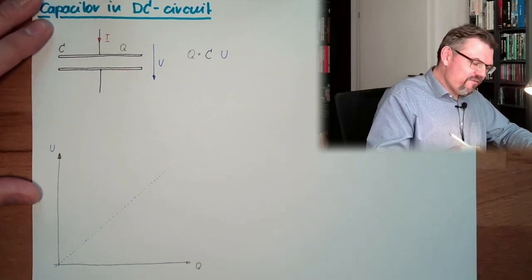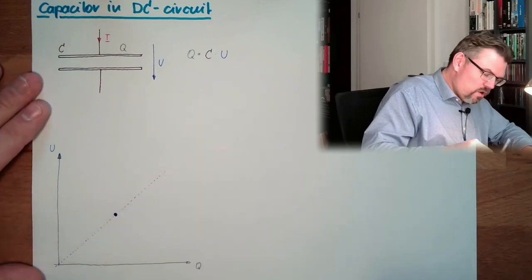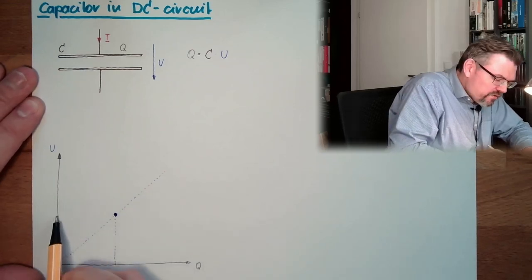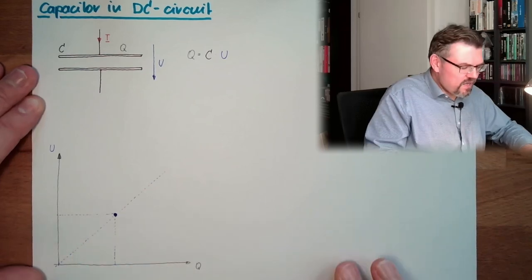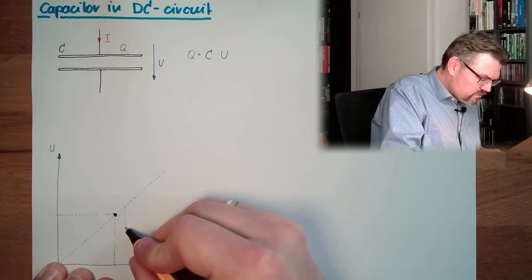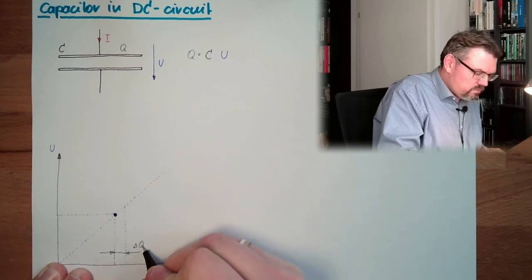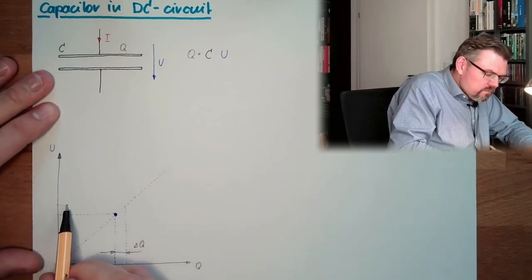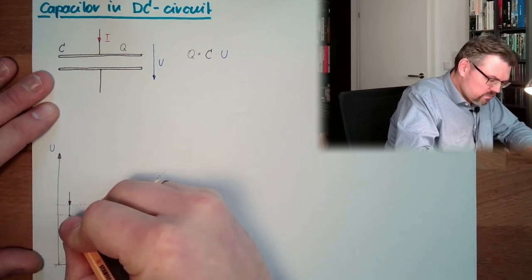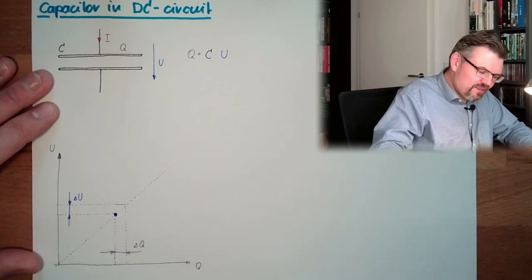So now we have a look at a certain situation. Let's say at this situation we are here. We have a certain amount of charge inside, so we have a certain amount of voltage at our capacitor. Now we are raising the charge here by a little amount, by a delta Q. So what we are earning is here we have a delta U, because we are changing the charge, we are changing the voltage, and this is according to this line.